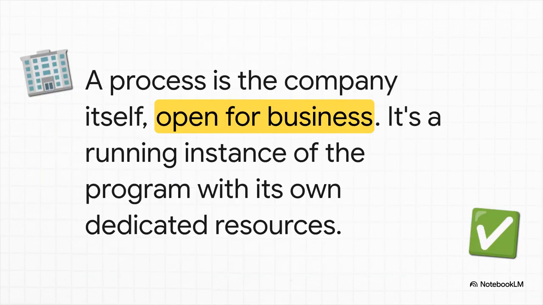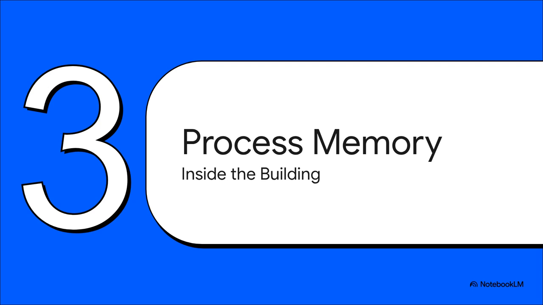So, sticking with our analogy, a process is the company building itself, fully constructed and open for business. When you launch, say, your web browser, the OS has basically just built a dedicated browser company building. It used the program's blueprint, and it's given this new building all the resources it needs to operate completely on its own. Okay, so what exactly makes one of these company buildings so self-sufficient? Let's take a peek inside and see what kind of resources a process gets all to itself.